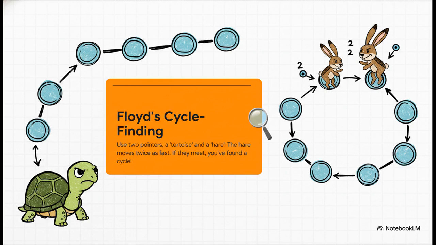Now, if there's no loop, the hare just runs off the end of the list. But if there is a loop, what happens? The hare is just running around in circles, and eventually it's guaranteed to lap the slow-moving tortoise. The moment they land on the same node, you know you've got a cycle. It's just a beautiful, elegant solution.